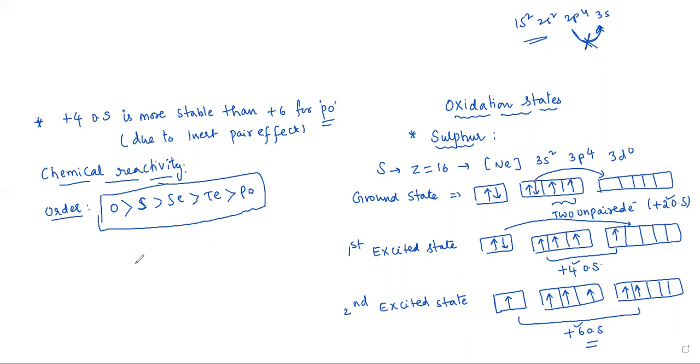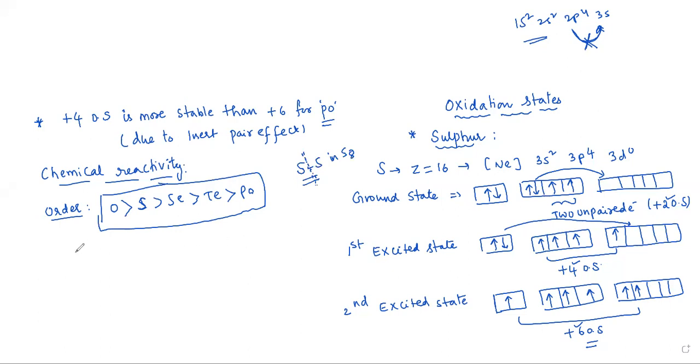After oxygen, sulfur is there. It's a quite reactive element, especially at higher temperatures. Why? Because at higher temperature, the S-S bond in the S8 molecule can break. Breaking of the S-S bond is possible at higher temperature. That is the reason sulfur is quite reactive at higher temperatures.